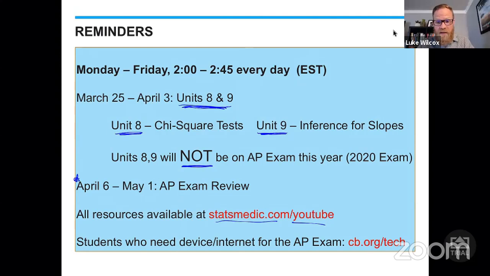And then finally, if you are a student or know a student who needs a device or needs access to the internet in order to take the AP exam this year, which will be at home, there is a website here that you can go to, and there you can request a device or request internet access. So certainly, if you have a classmate or a friend who might need access to technology, please write that down and get that to them, because we want everyone to be able to take the AP exam this year.